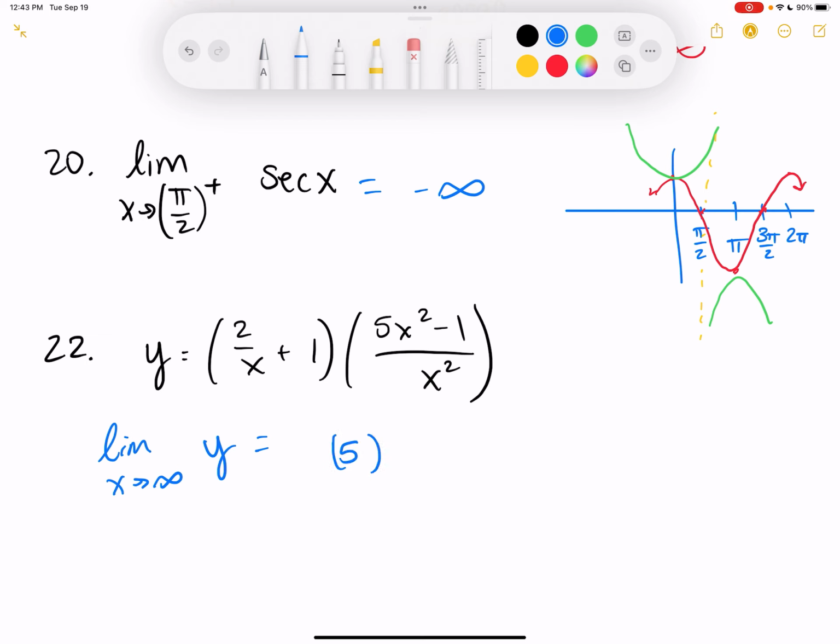And then what about this one? What's 2 over some really big number? Not some really big number divided by 2, but 2 divided by some really big number. It gets really small, close to 0. 0 plus 1 is 1. So 1 times 5 is 5.